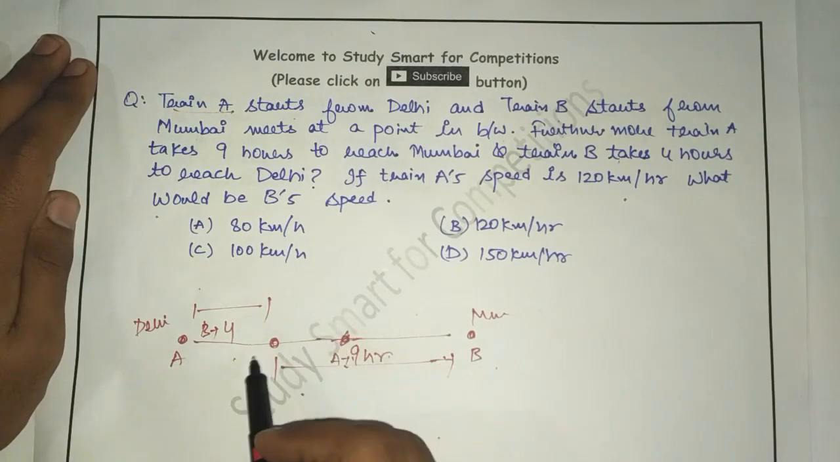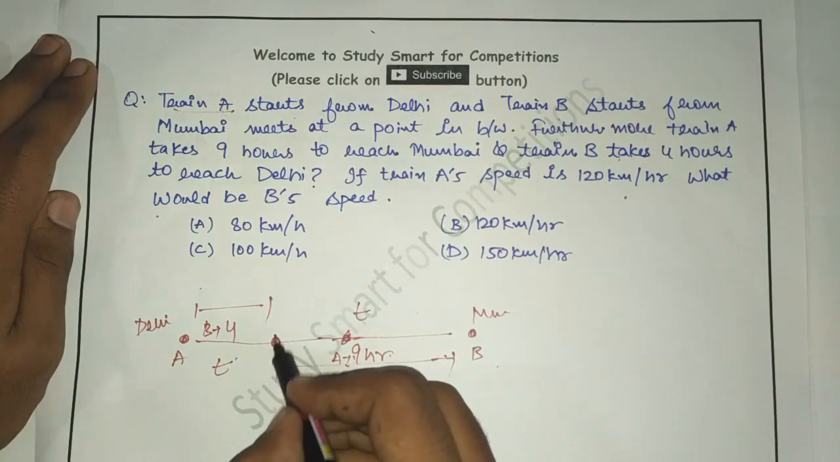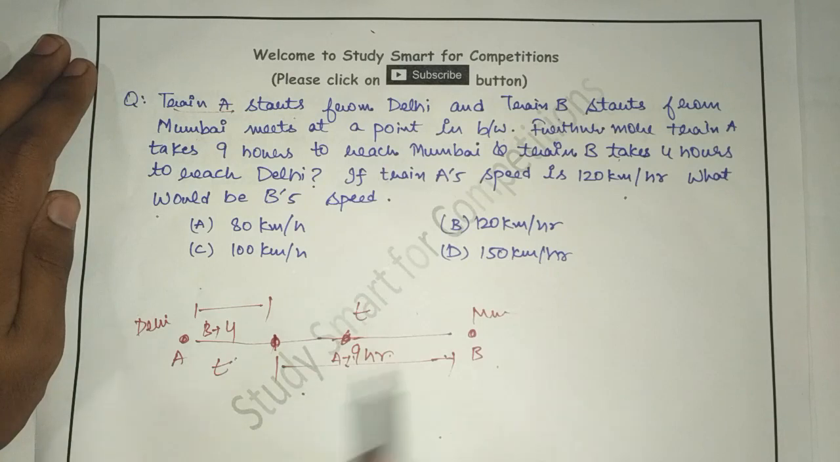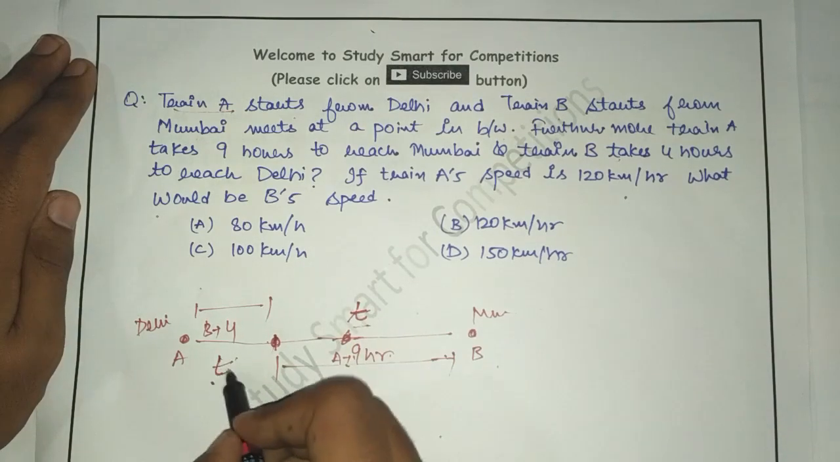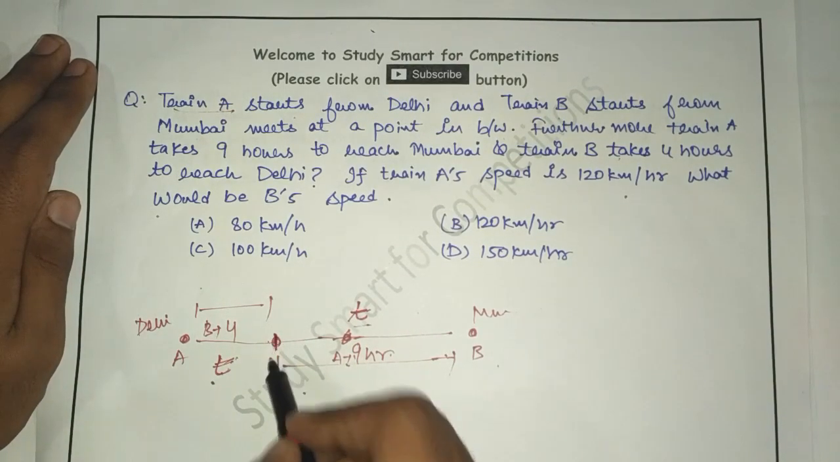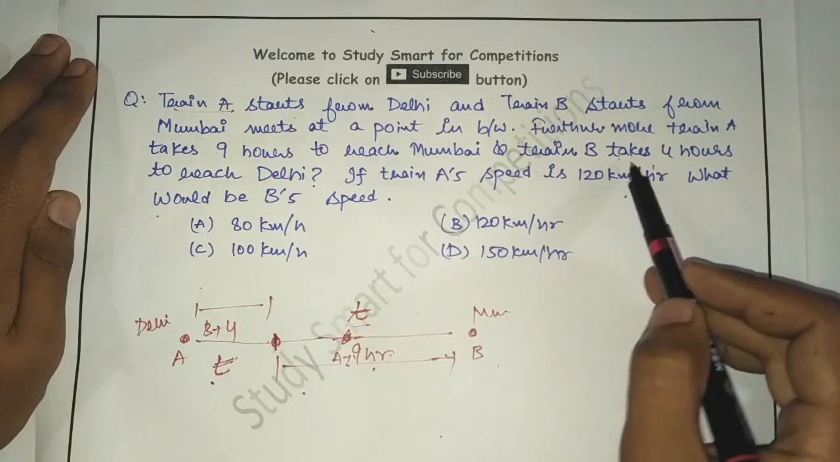Till here they have met, because the time T to reach this point will be T for both the trains. A could have taken T hours, and for reaching this point B could have taken T hours. That would be the same, because they have met here at the same time, they have crossed each other. I hope you understand why I have kept T for both A and B at this point. After this, A will take 9 more hours, and after this B will take 4 more hours.